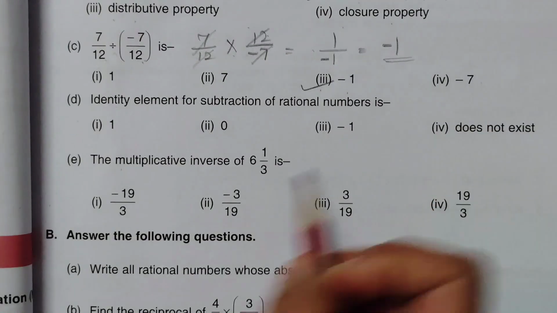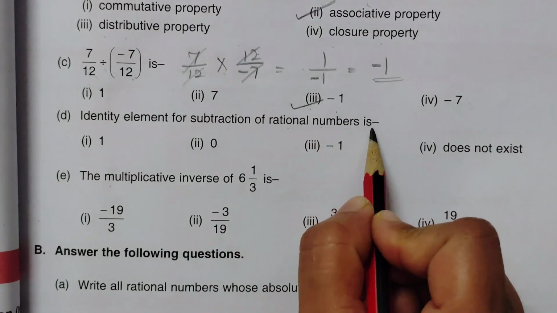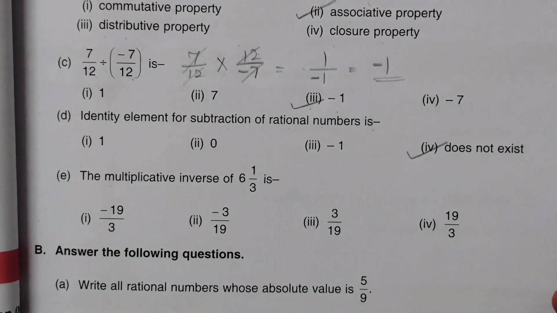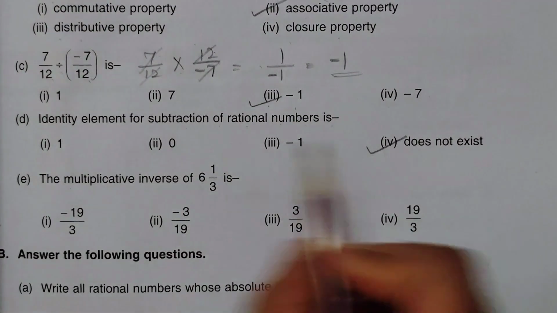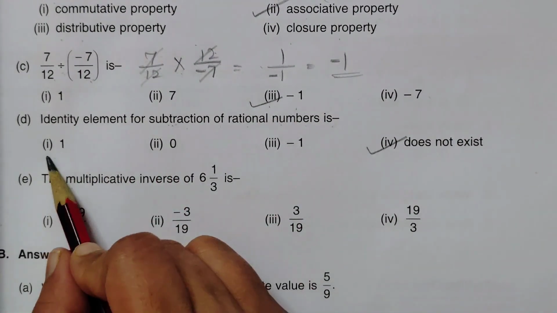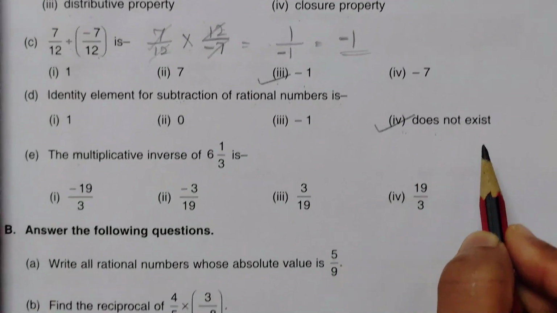Okay. Next, the identity element for subtraction of rational number is. So what is it? It does not exist. What is the answer? Does not exist. See, the identity element for addition is what? 0. For multiplication it is 1. But for subtraction it does not exist.